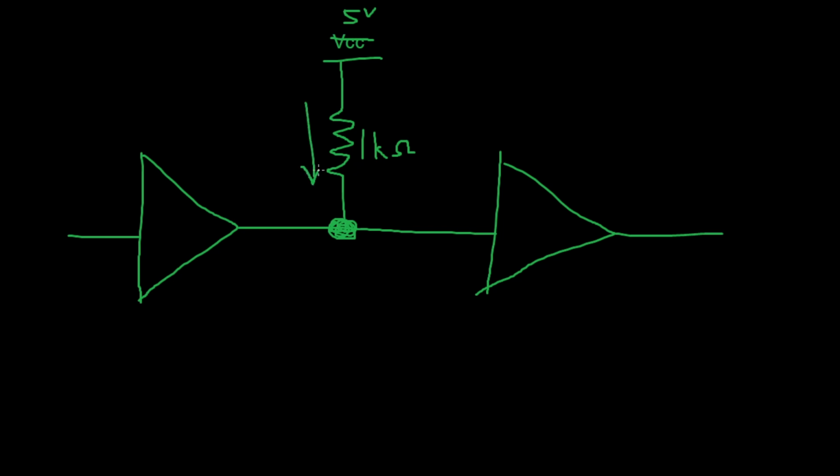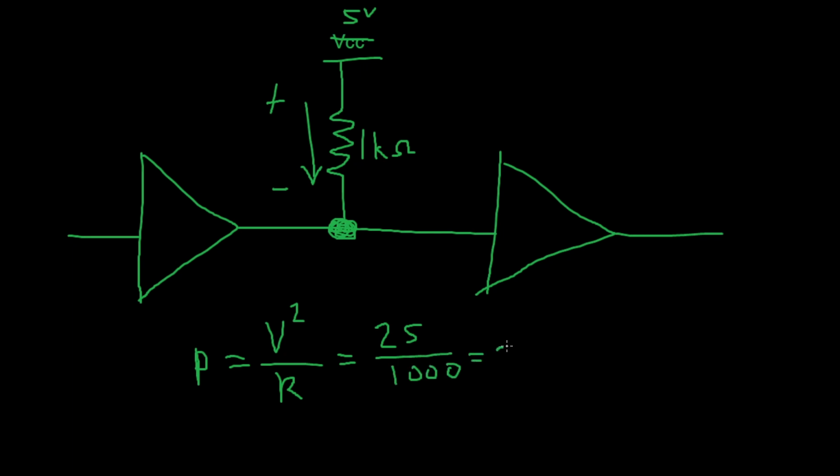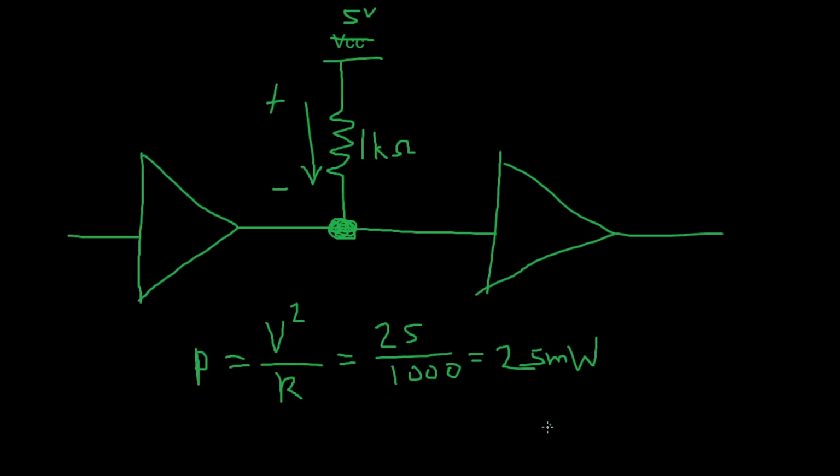Well, the easy way to figure this out is going to be V squared over R, and that's just going to be 25 over 1000, or 25 milliwatts. Depending on your system, that may or may not be too much power for you. I've seen many systems where this resistor is increased very significantly to save power.